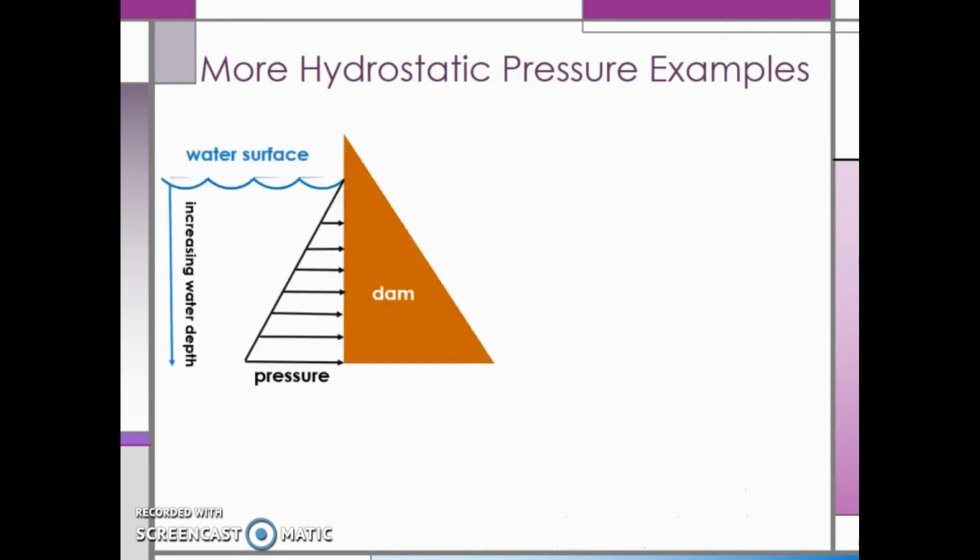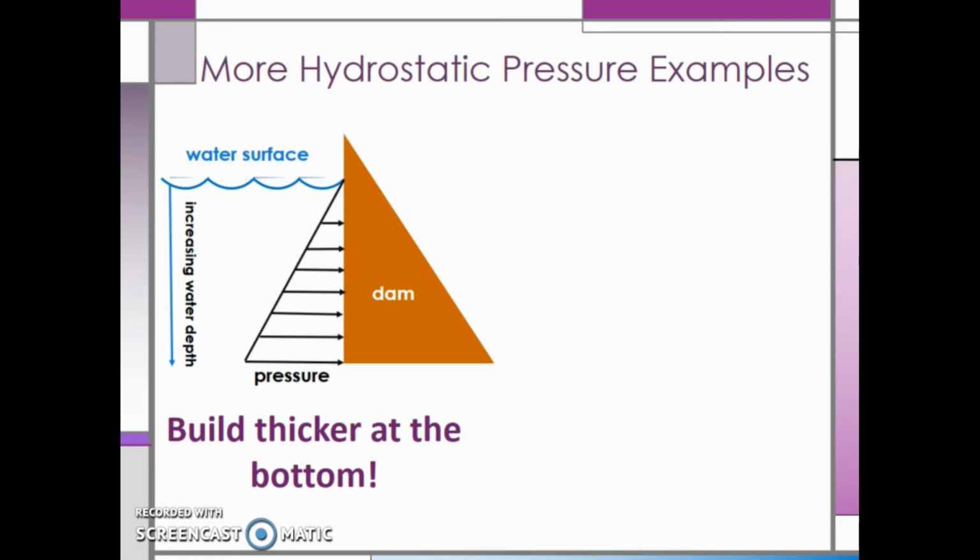Another example of hydrostatic pressure would be in constructing a dam. As the water depth increases, the hydrostatic pressure also increases. Since the pressure at the bottom of the dam is much greater than at the top, dams are constructed so they are thicker at the bottom than at the top. Otherwise, the hydrostatic pressure at the bottom of the dam might be too great and the dam could crack and fail.